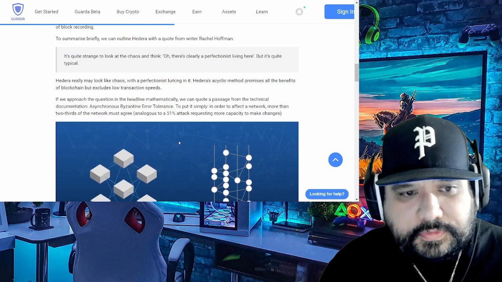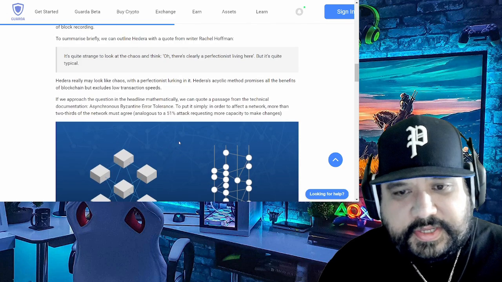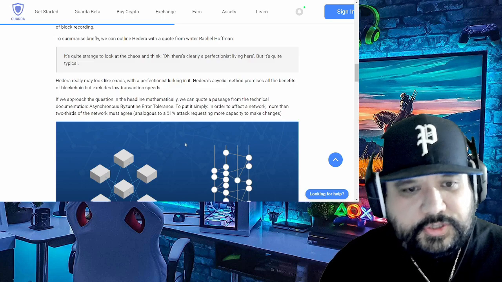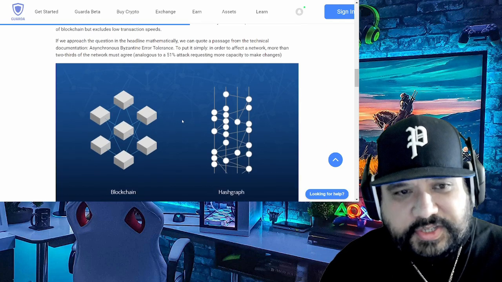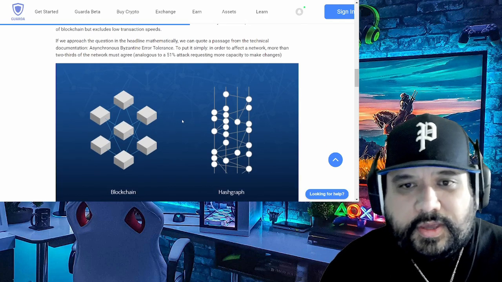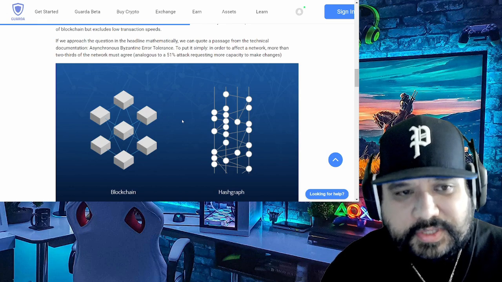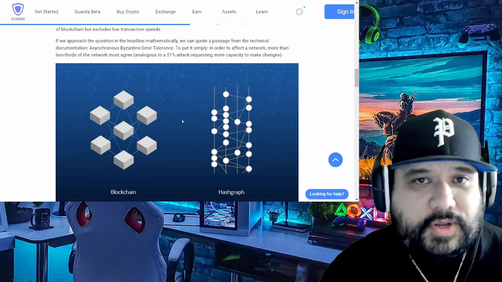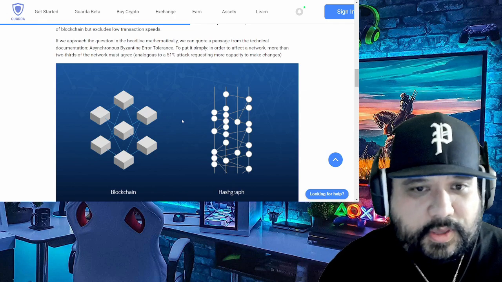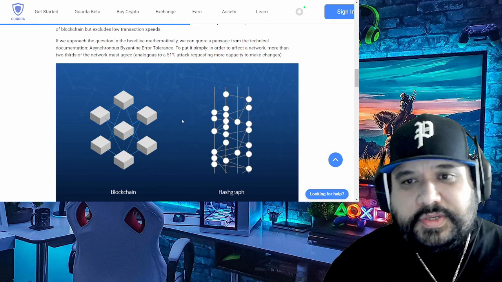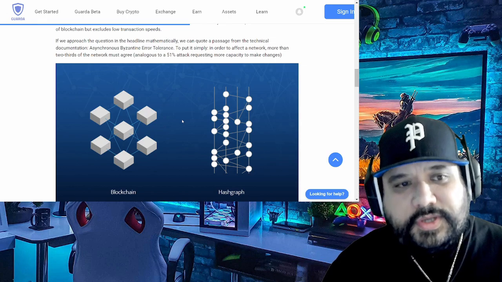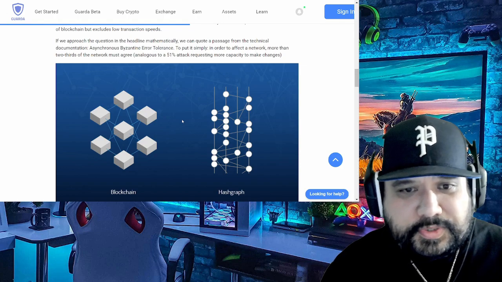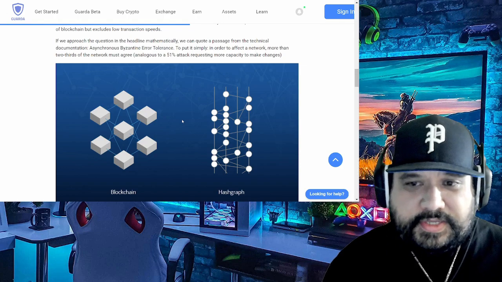So for instance, yes, Hedera's acyclic method promises all the benefits of blockchain, but excludes low transaction speeds. If we approach the question in the headline mathematically, we can quote a passage from the technical documentation. Asynchronous Byzantine fault tolerance, man, I do not want to have to say that 20 times a day. Anyway, to put it simply, in order to affect a network, more than 2/3 of the network must agree, analogous to a 51% attack requiring more capacity to make changes.